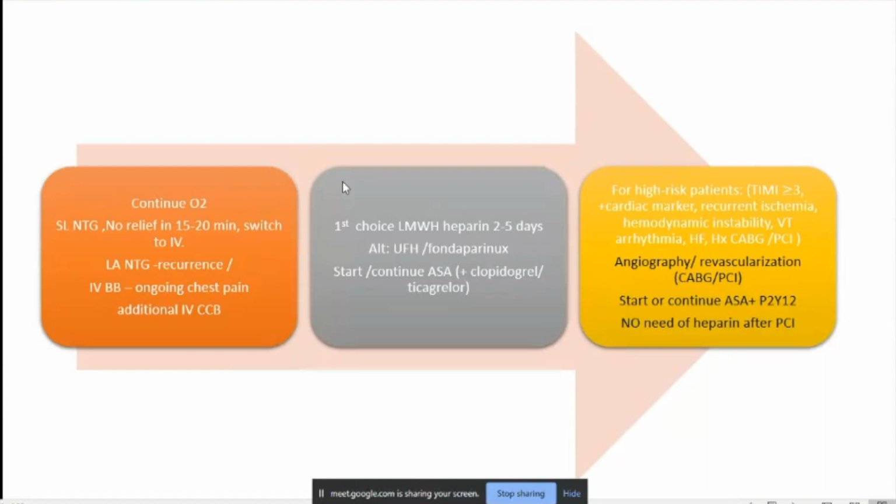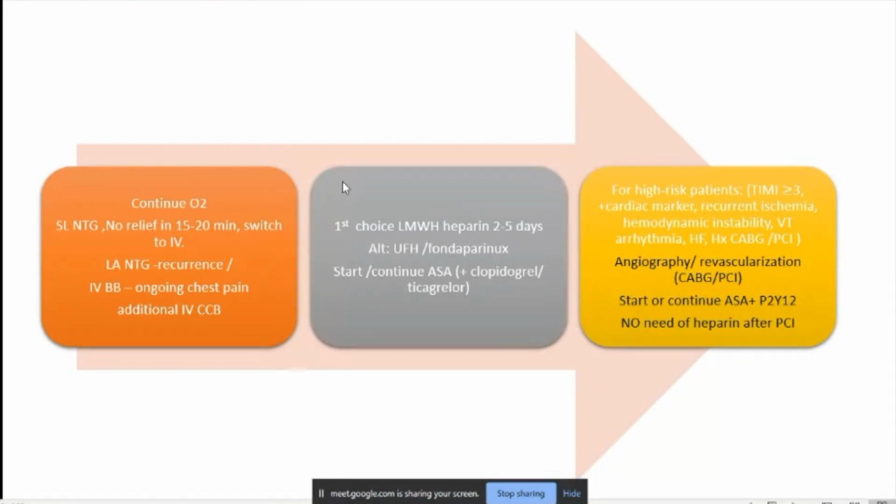So again, low molecular weight heparin and unfractionated heparin as alternative, and we continue the aspirin if the patient is already on antiplatelets. If not, we start it. Here, the one difference is we have to do a dual antiplatelet. So we add the clopidogrel. Instead of just giving the aspirin, we give the aspirin plus clopidogrel. Okay, so dual antiplatelet. That is the one important thing you have to notice here.